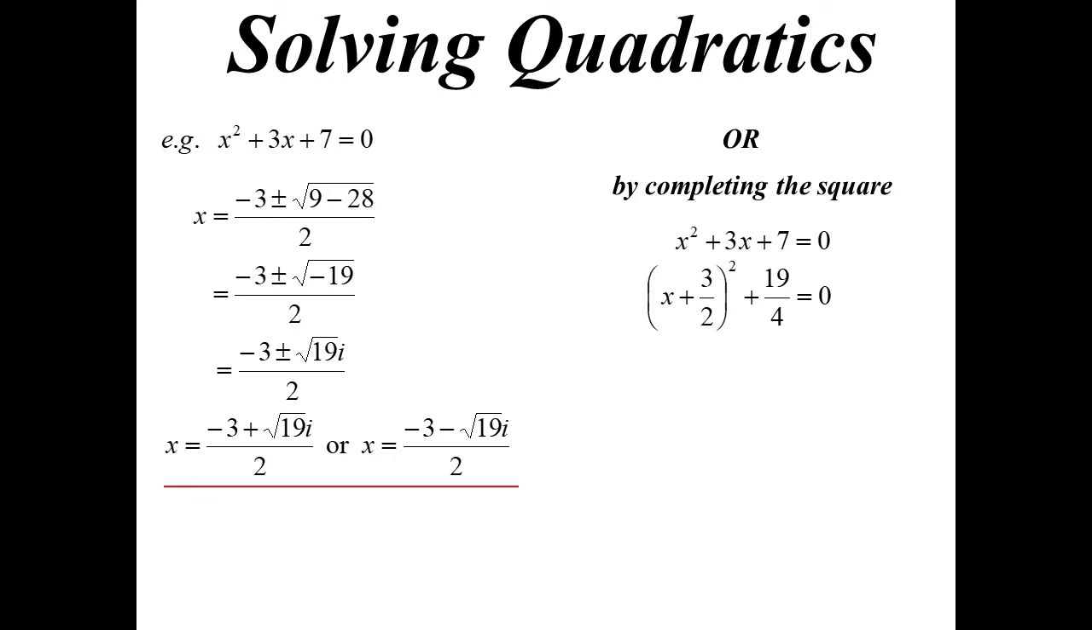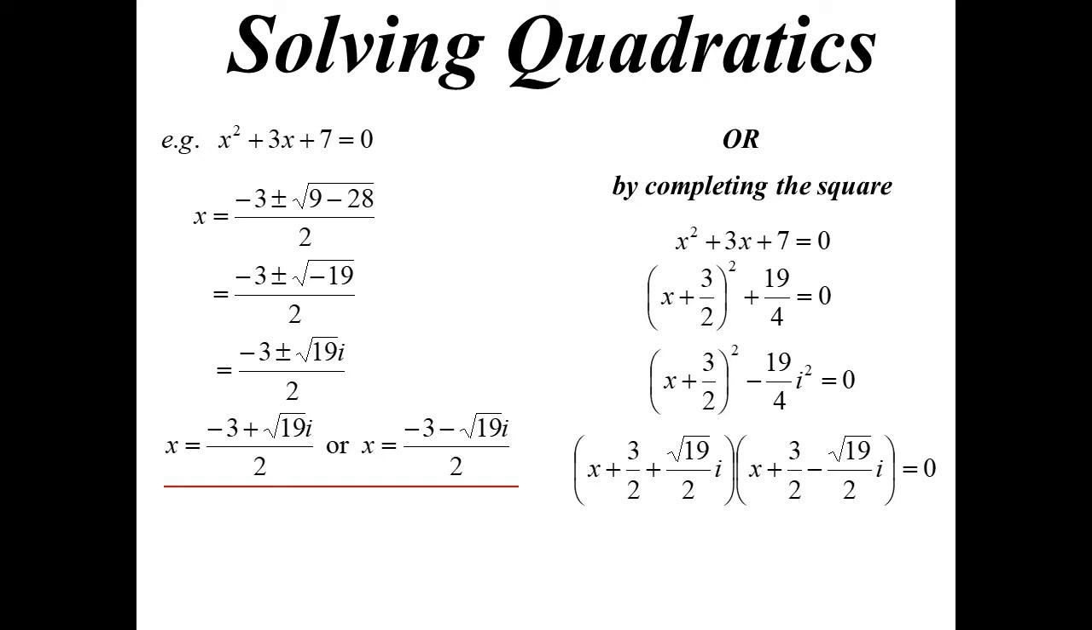But this is no longer the sum of two squares, because plus 19 on 4, we now know, is minus 19 on 4 i squared. So we have two squares. So I can say, well, it's x plus 3 on 2 plus root 19 on 2 i, and x plus 3 on 2 minus root 19 on 2 i, and then we can just read the solution off quite nicely then. So sometimes it's quicker to do that than plugging into a quadratic formula. I guess it just depends on what the numbers are.